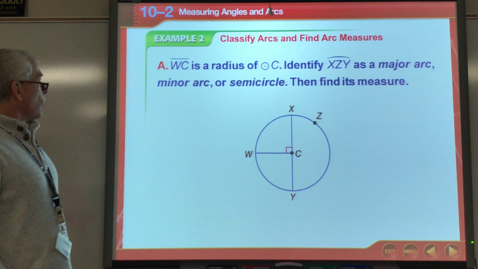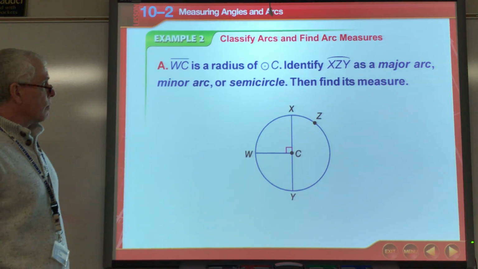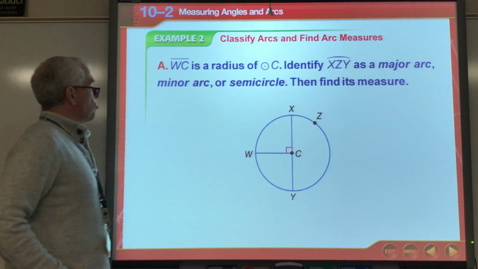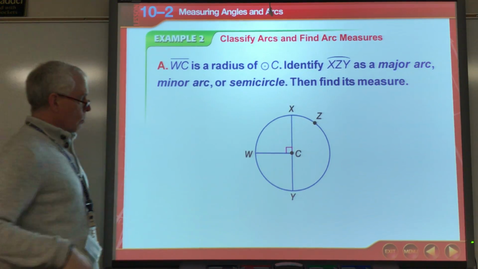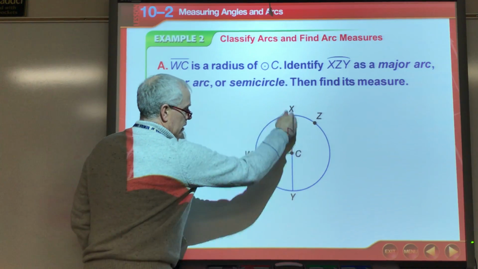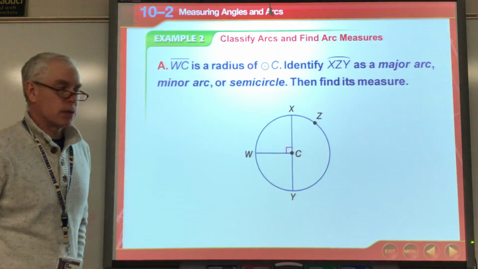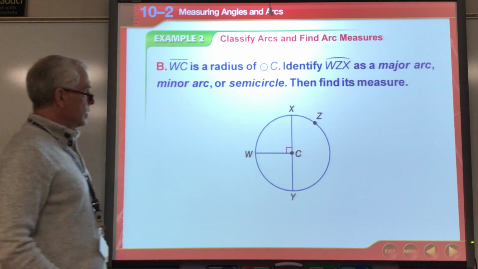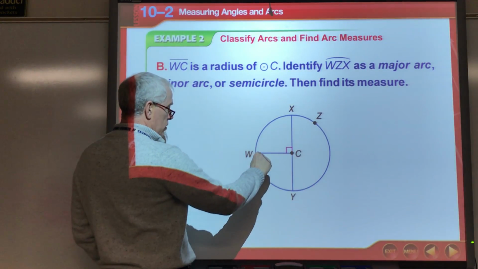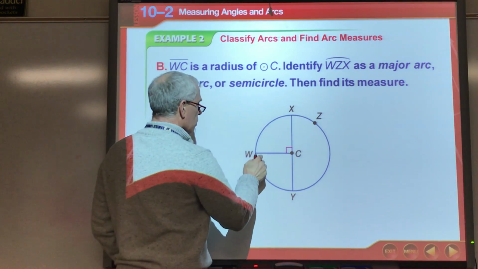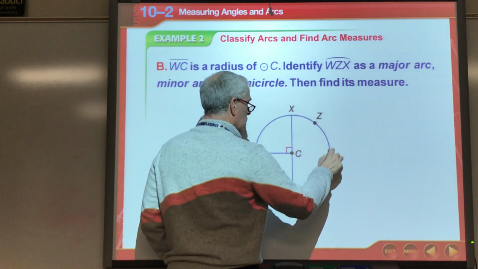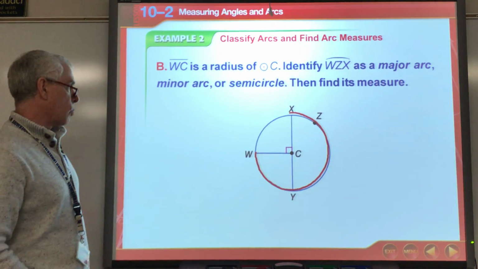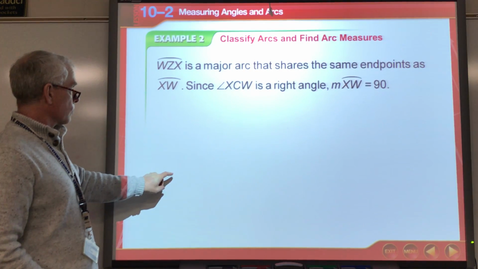Okay? So WC is a radius. Identify arc XZY, X to Z to Y, as minor, major, or a semicircle. Well, the endpoints of X, Z, and Y, if I connect them, are a diameter. So that is a semicircle when I look at that. Okay? W to Z to X, same question. In that order, so I'm going to follow W to Z to X that way. That is a major arc. That takes me more than halfway around a circle. Okay?